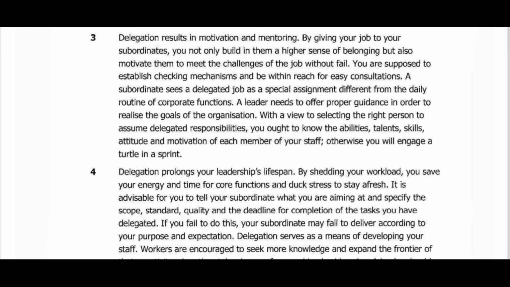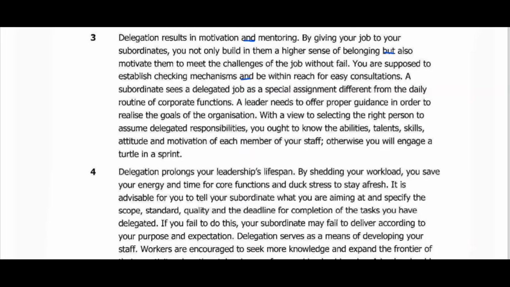Then paragraph 3, delegation results in motivation and mentoring. Another point, by giving your job to your subordinates, you not only build in them a higher sense of belonging, but also motivate them to meet the challenges of the job without fail. Another point, you are supposed to establish checking mechanisms and be within reach for easy consultation. A subordinate sees a delegated job as a special assignment, different from the daily routine of cooperative functions.